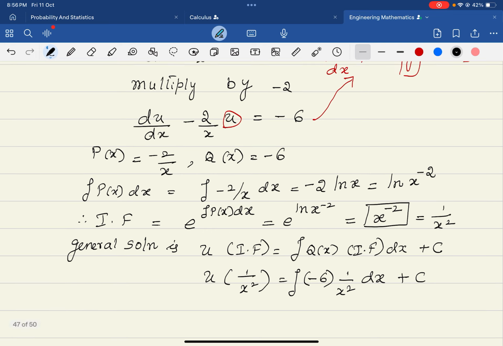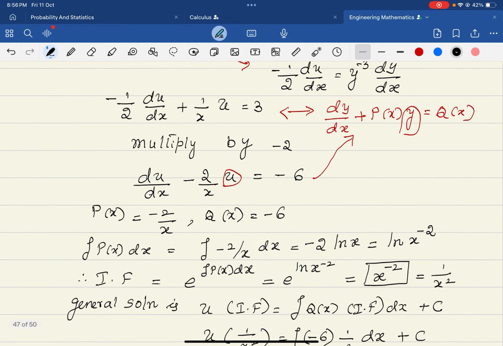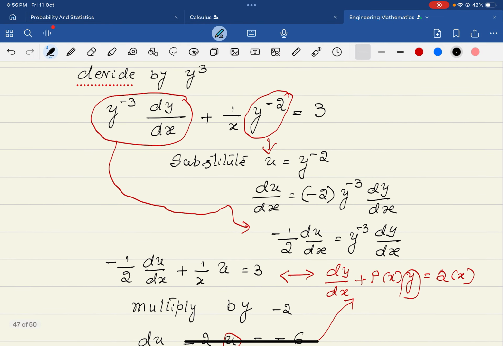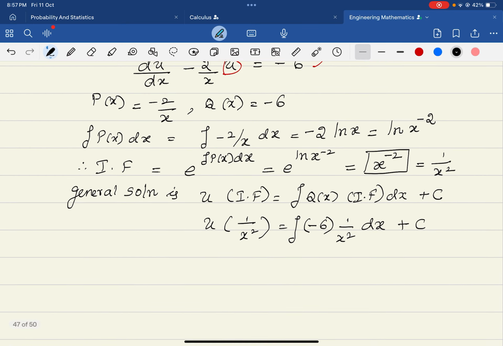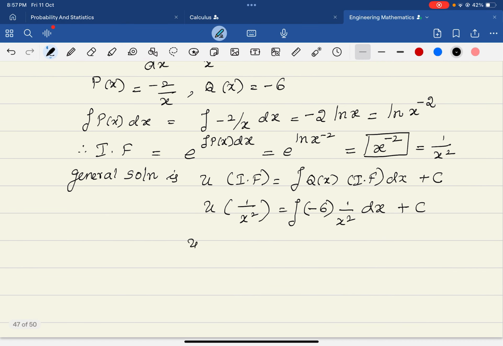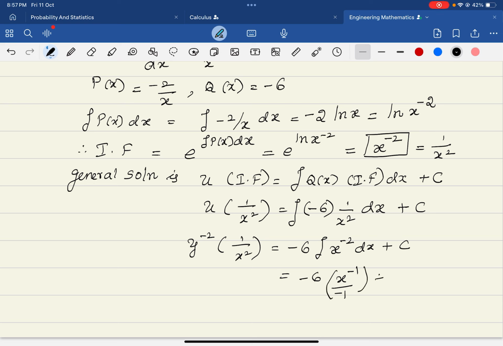So now what is u? Again we have to replace u also. u is given by y power minus 2. So let us take that as y power minus 2 times 1 over x square is equal to minus 6 times the integral of x power minus 2 dx plus the constant. So it is minus 6 times x power minus 2 plus 1, that is minus 1, over minus 1, plus the constant, that is given by 6 over x plus the constant c.